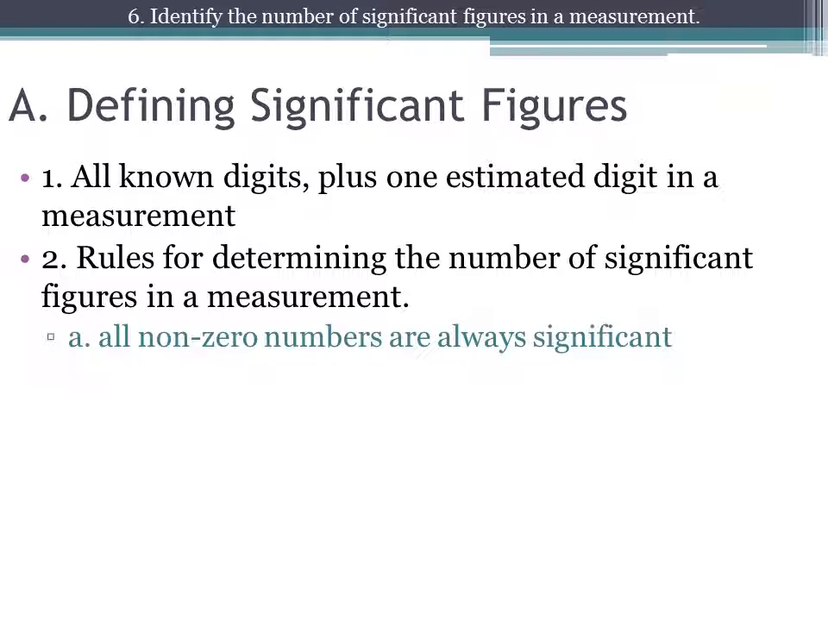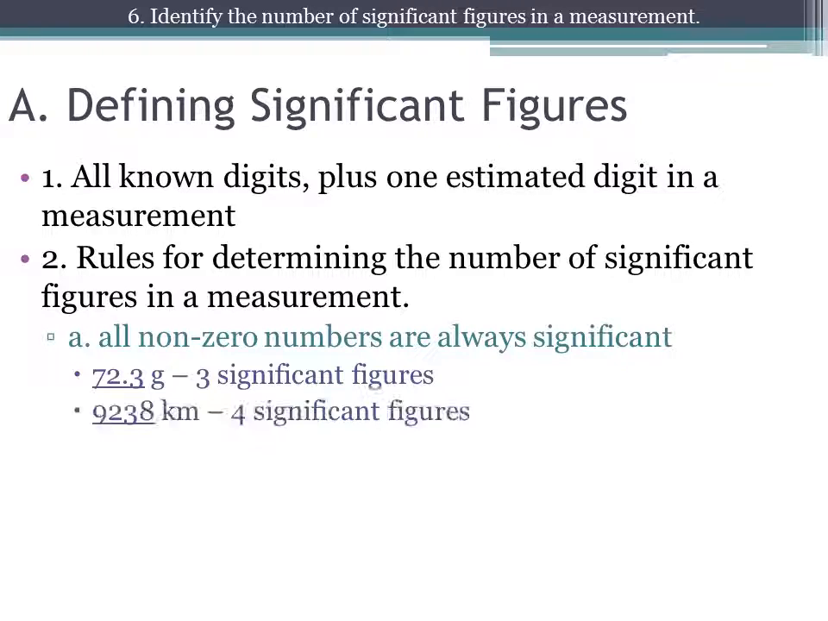The first rule: all non-zero numbers are always significant. So if you look at a measurement and there aren't any zeros, in this case the example 72.3 grams, we know that all three of those are significant. We know the first two would be known and that last digit would be the estimated one, so they're all significant, three sig figs. Here we have 9,238 kilometers. They're all non-zero numbers, they're all significant, with the 8 being the estimated digit, four sig figs.